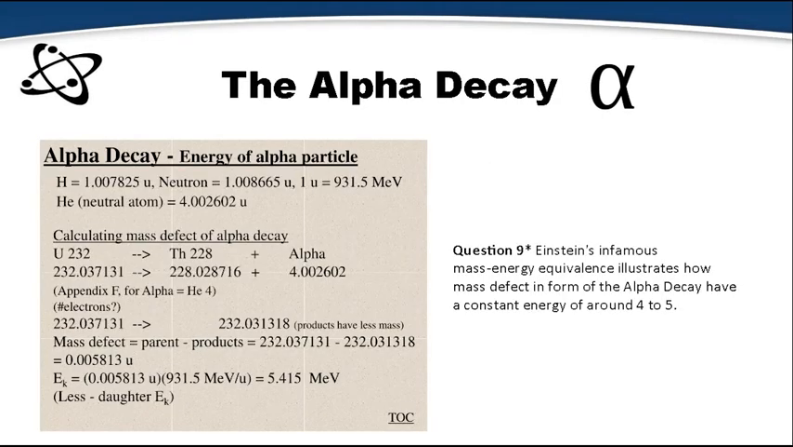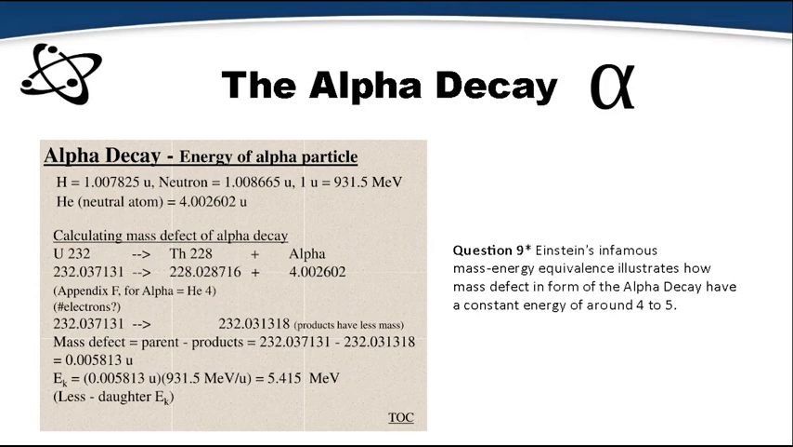Next, we can see here a sample calculation on how uranium-232 is transmuted into thorium-228 by alpha decay. By going through the calculations, you can see that the mass defect is about 0.006 atomic mass units, which can be converted into roughly 4.5 megaelectron volts.